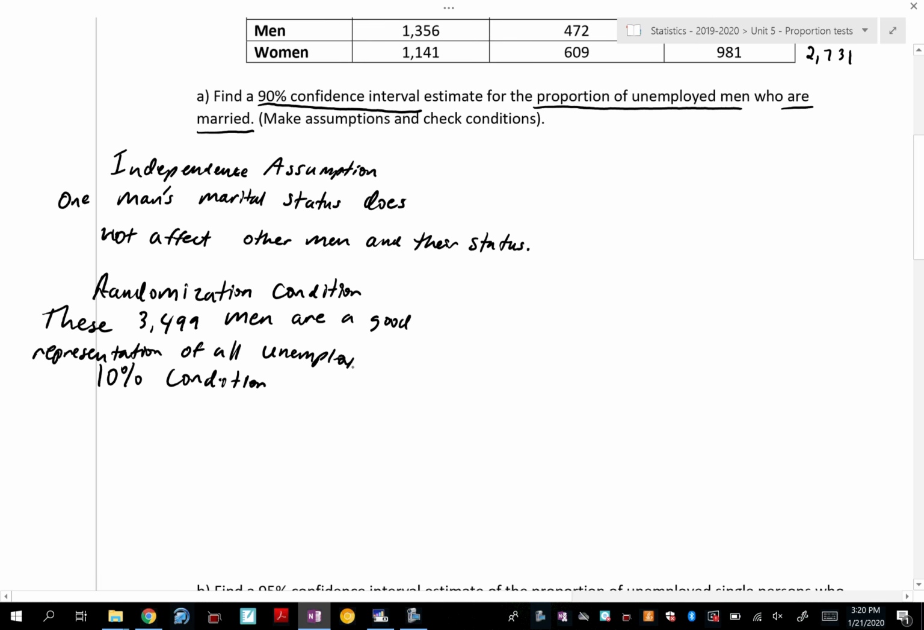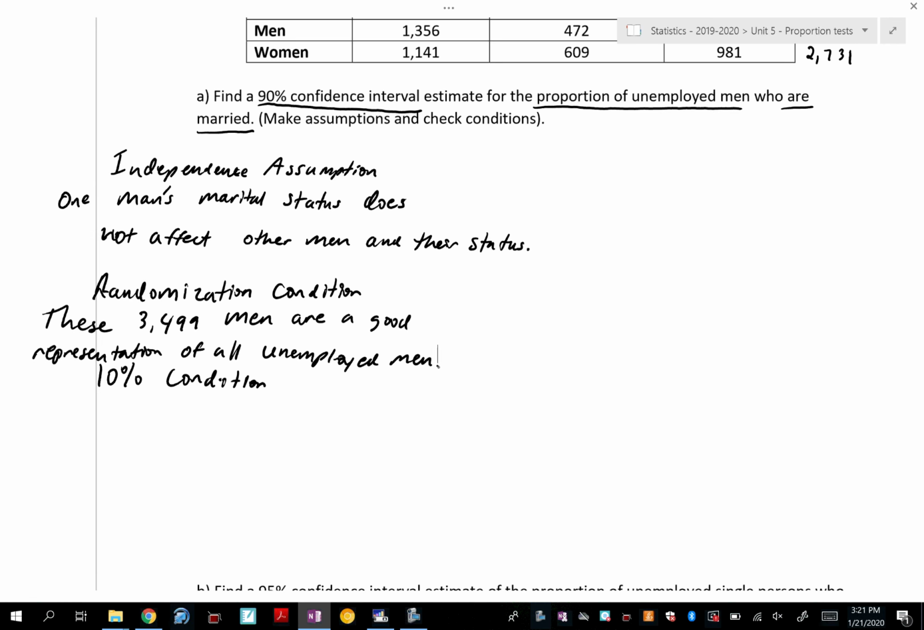Unemployed married men? Just men, because right now we're going to make an interval about the proportion of all unemployed men that are married. All right, so the survey does not only look at married men. It's not like we said, are you married? Okay, you're not a part of the survey. Okay, it was all the men. But the key thing was they had to be unemployed. So that's the key thing.